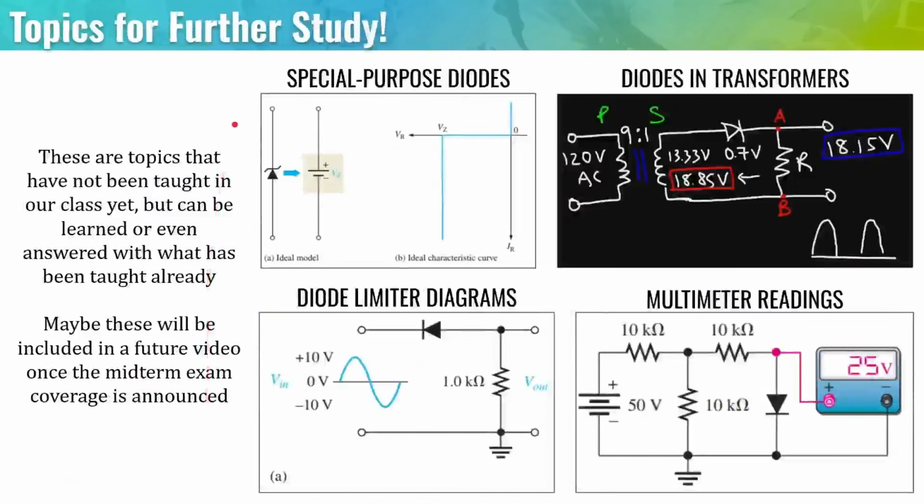Topics for further study. I'm not sure if these topics may appear in the midterms or the prelims, but I think these are relevant. We have the special purpose diodes, diodes in transformers, diode limiter diagrams, and multimeter readings. Maybe these will be included in a future video once the midterm exam coverage is announced, or maybe you could get a head start of your own and read it from the book. There are also a lot of resources on YouTube if you want to advance study that way.